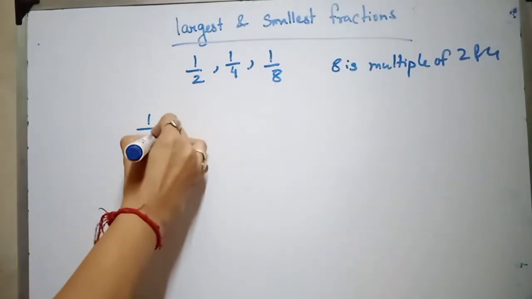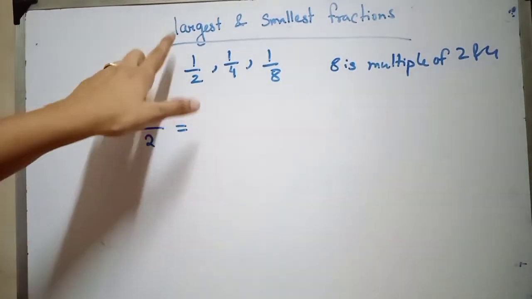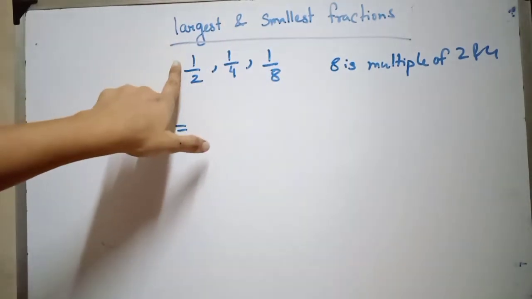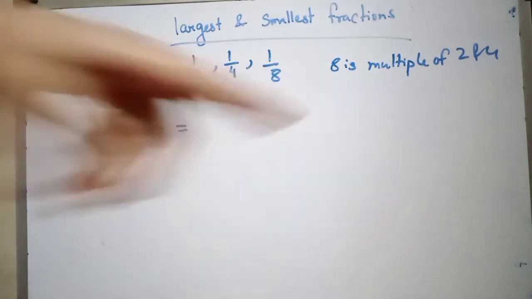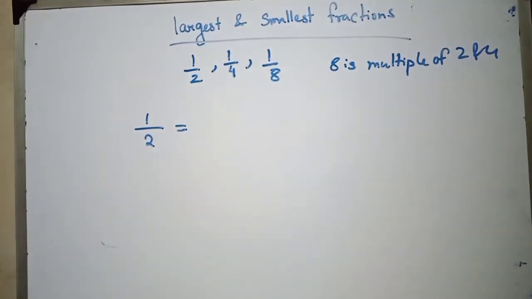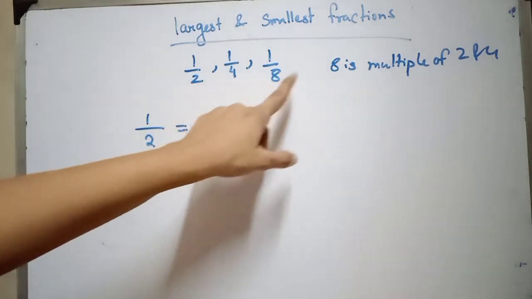So what I have to do: here we have the same numerator. All the fractions, 1/2, 1/4, 1/8, have the same numerator, 1, 1 and 1. But their denominators are different. One is 2, another is 4, another is 8. So I have to make the denominators the same.